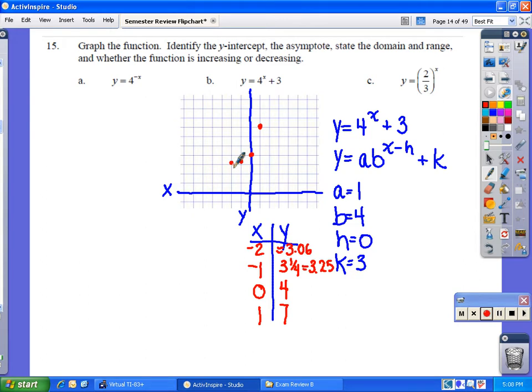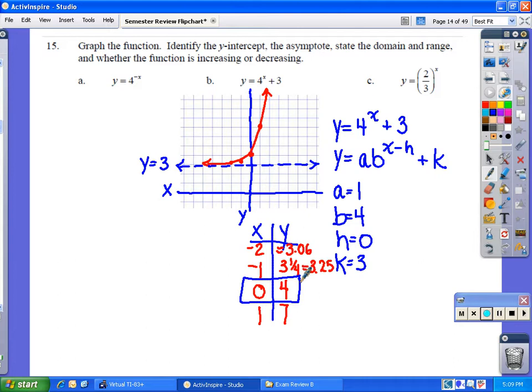This gives us an idea that our asymptote here is going to be the line y equals k, or y equals 3. We are also asked to find the y-intercept, which is here at 0, 4. So there's our intercept. Here's our asymptote.